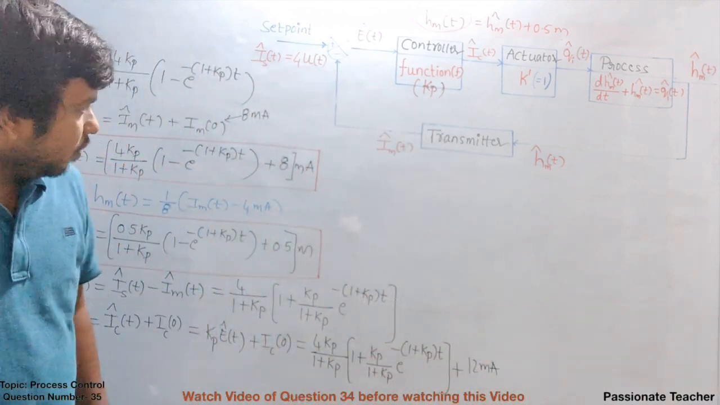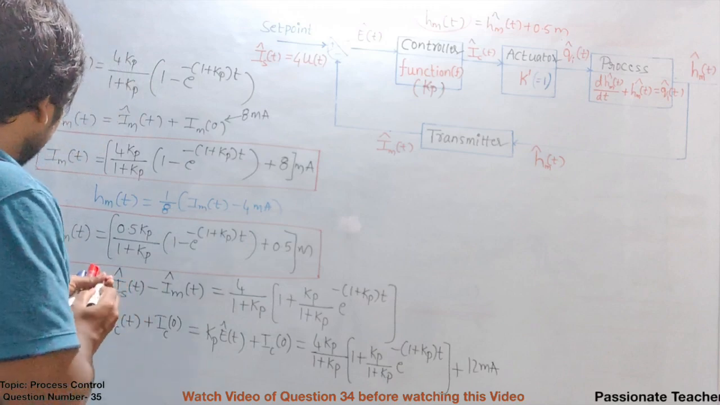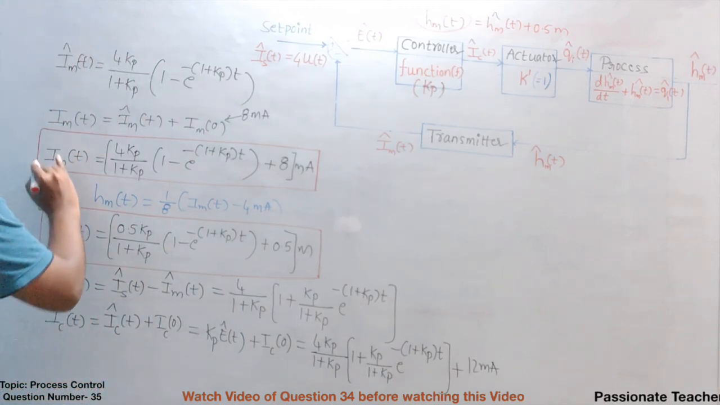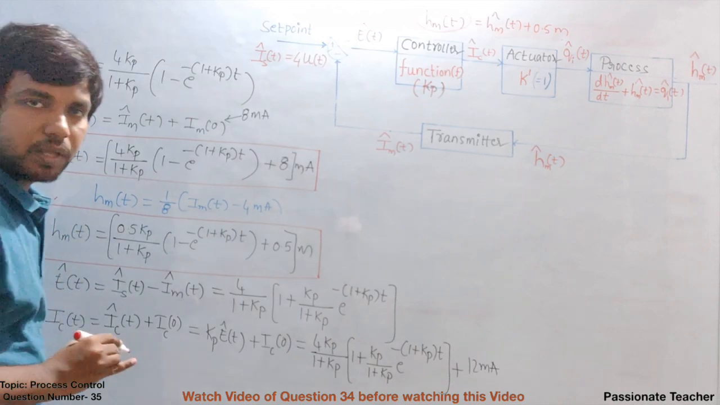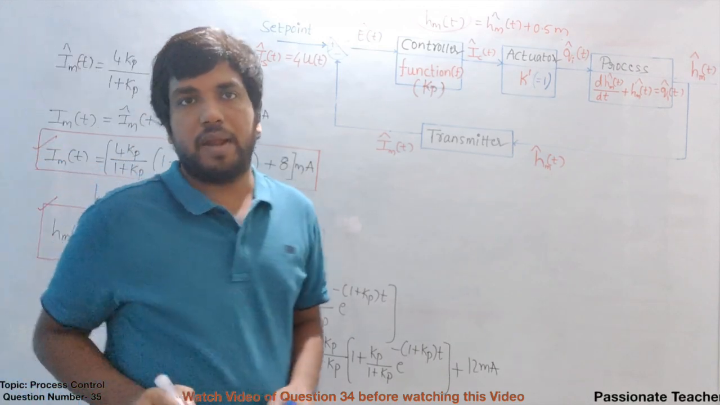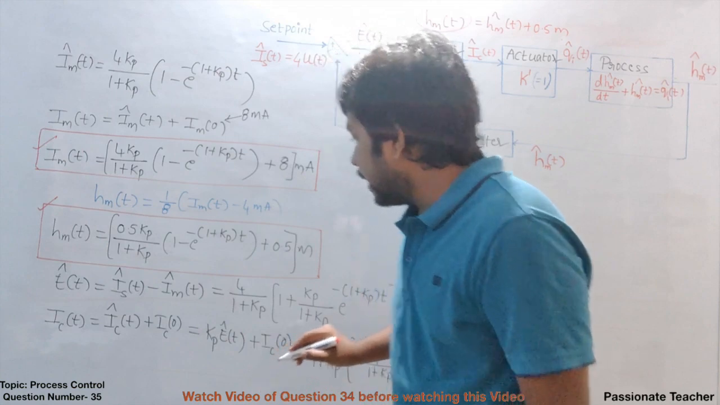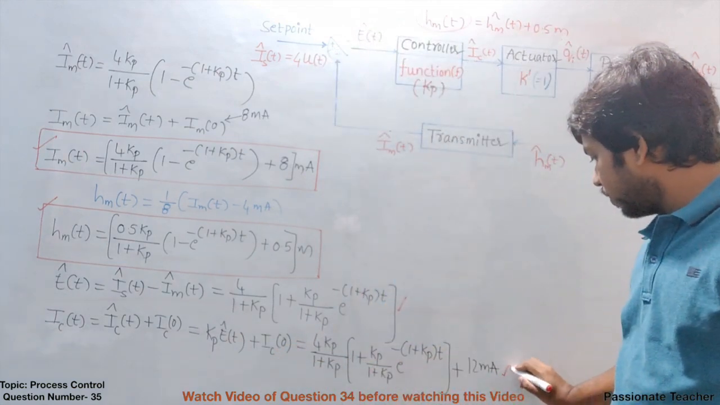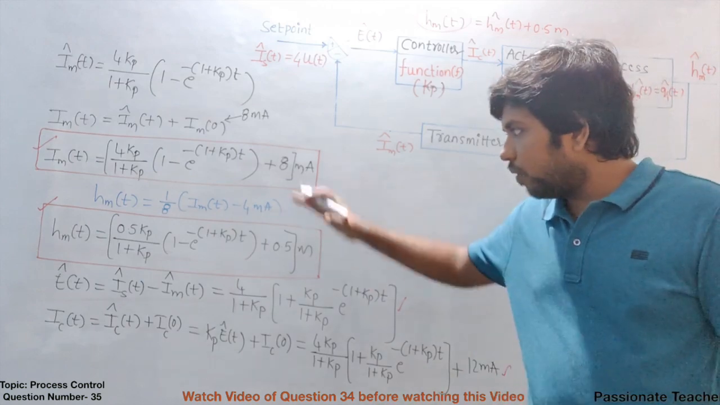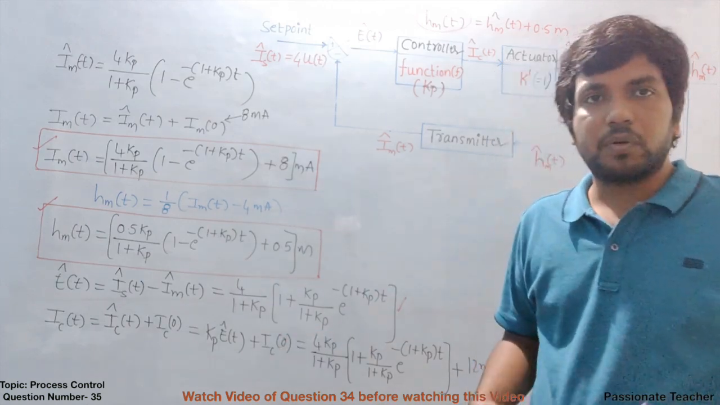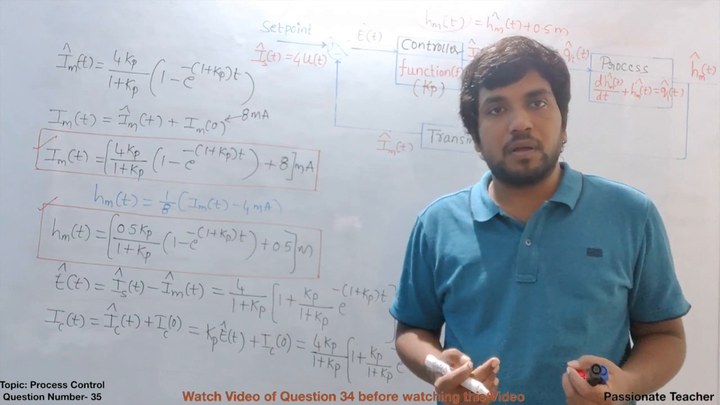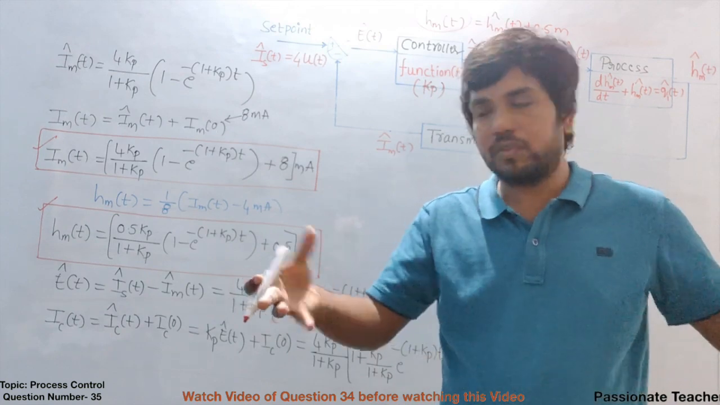So with this, we were able to trace how the water level is changing with respect to time, or the transmitter current is changing with respect to time, and we were able to find how the error is changing with respect to time and how the controller current is changing with respect to time. Because once you understand all these things with respect to time, then it is very easy to draw the graph to get the idea of how the variables are changing.